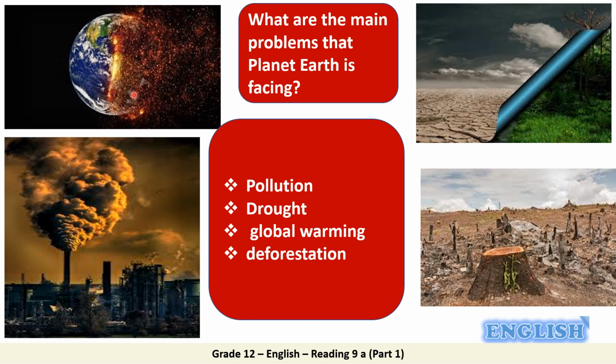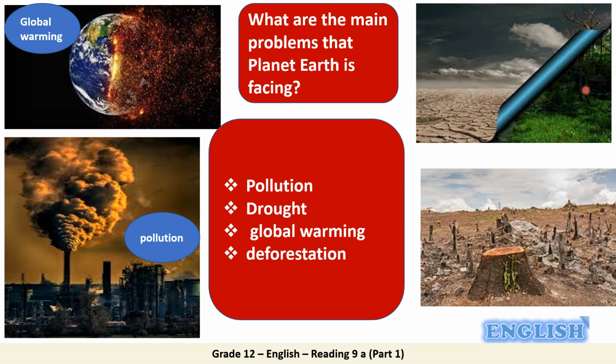So what about picture number 1 here? The rising temperature of the Earth is called, yes, global warming. What about picture 2 here? We have here smoke and carbon dioxide emission. Yes, very good. We can say pollution. Here the type of pollution is air pollution.